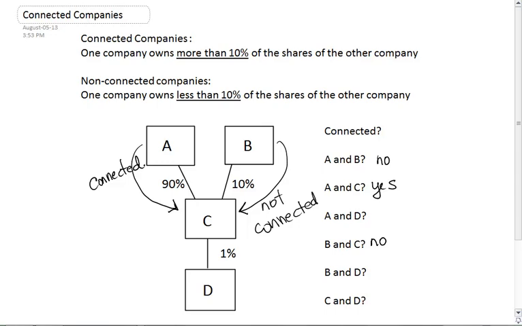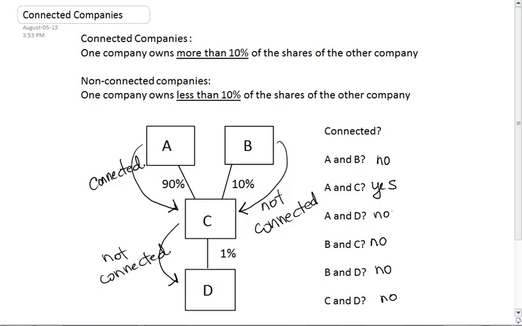C is not connected with D because C only owns 1% of D. Whether C and D are connected does not have anything to do with whether D is a private company. Private and public companies can be connected or not connected. It all depends on how much one owns of the other.